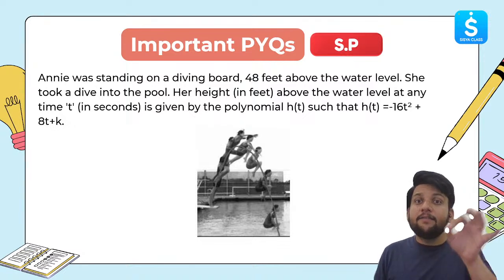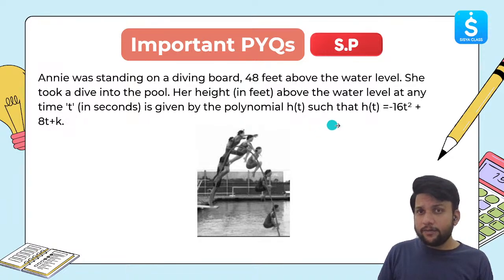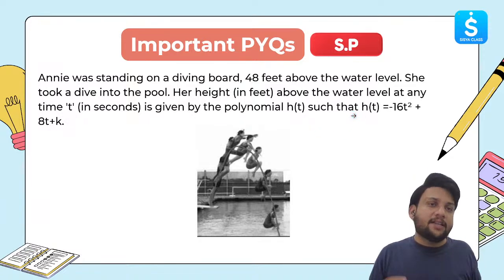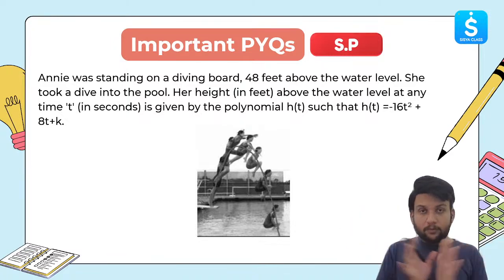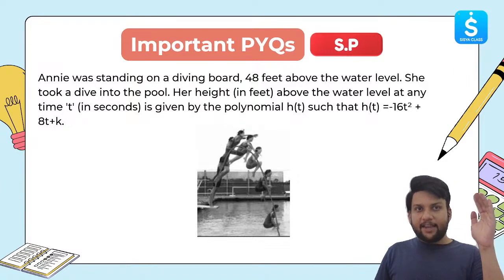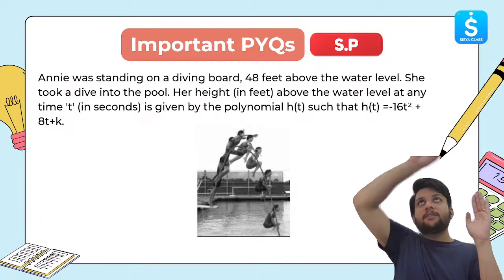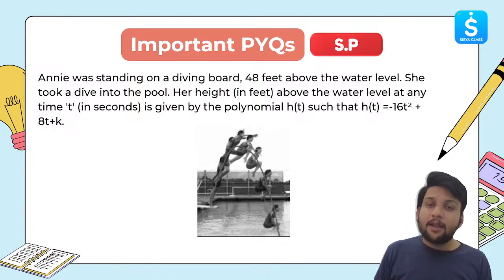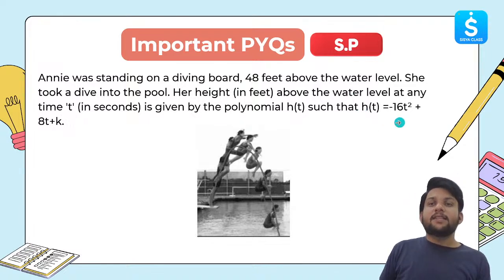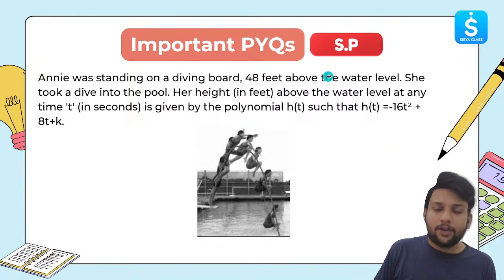Her height in feet above the water level at any time t is given by polynomial h of t such that h of t is equal to minus 16 t square plus 8t plus k. Don't get confused. Imagine it like this. There is Annie sitting on top. Now she's going to take a dive. Her dive will be somewhat like this. Yes or no? This is nothing but a parabola, right? And this parabola is given by h of t is minus 16 t square plus 8t plus k. And her initial height was 48 feet.